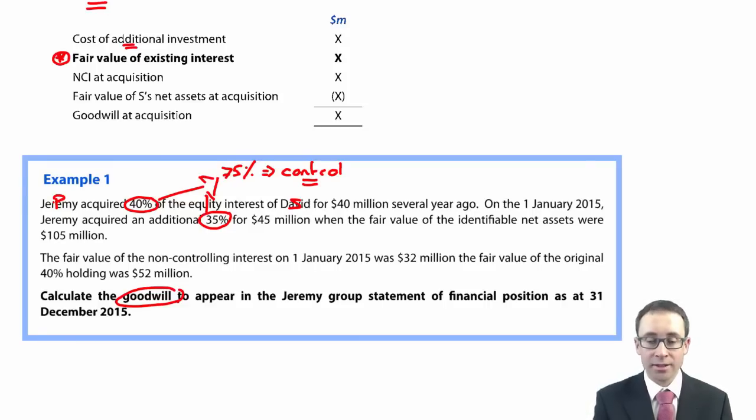It then tells us that the fair value of the NCI at the 1st of January, when it became a subsidiary, was $32 million, and the fair value of the original holding was $52 million.